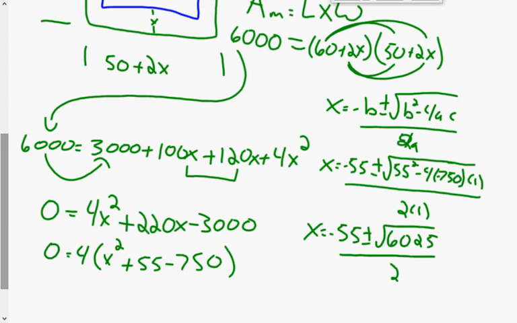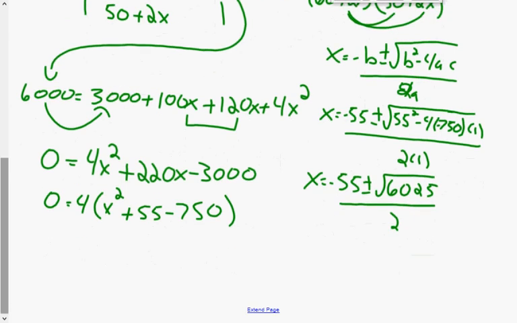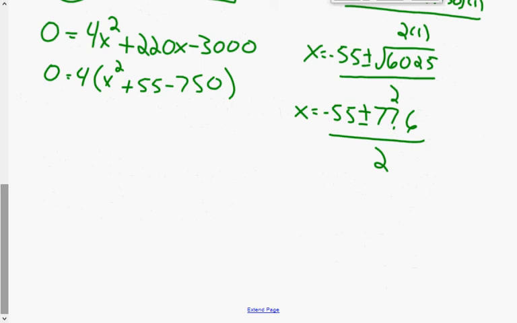Square root of 6,025 is... Now the reason I got a 77.6 there as a decimal is the question asked for the nearest tenth of a centimeter, so I'm just keeping it with that. Now, I'm going to get two possibilities. One's going to be negative, one's going to be positive. Do I want the negative answer? No. Good, because you can't take a measurement of a negative, right?